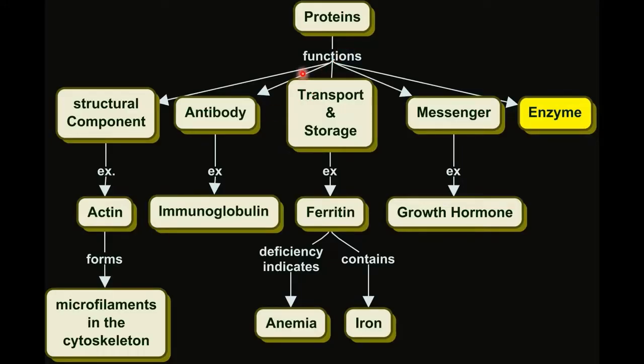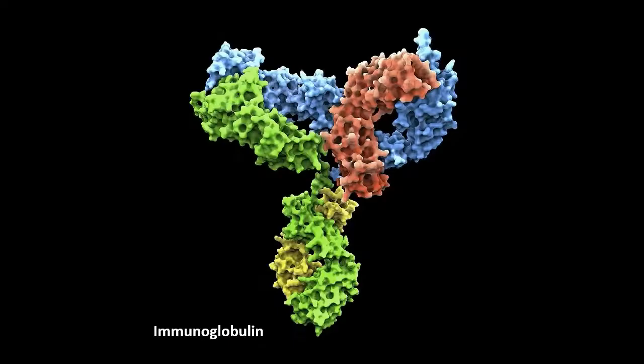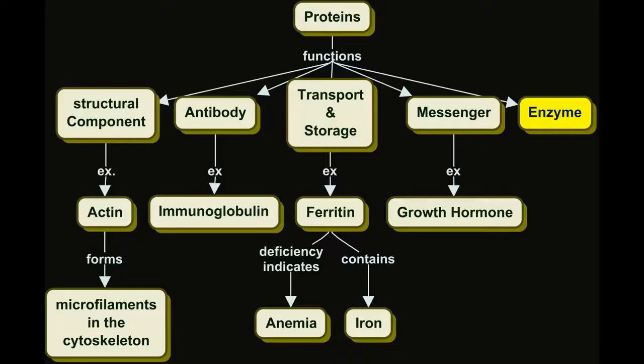Another function of proteins in our body is antibody. An example to this is immunoglobulin. This is the structure of an immunoglobulin.